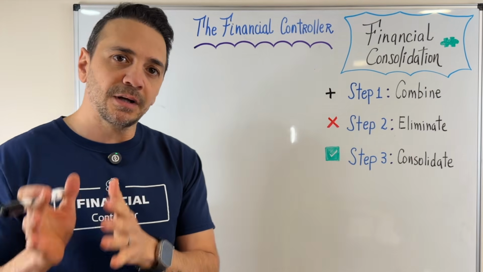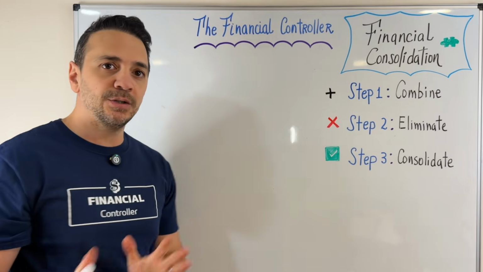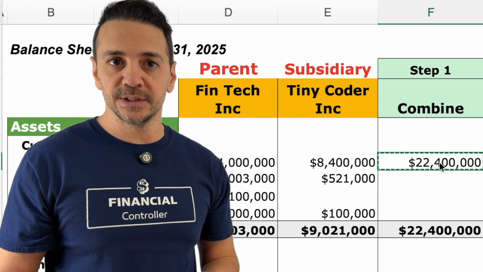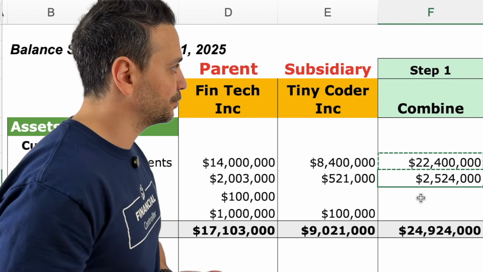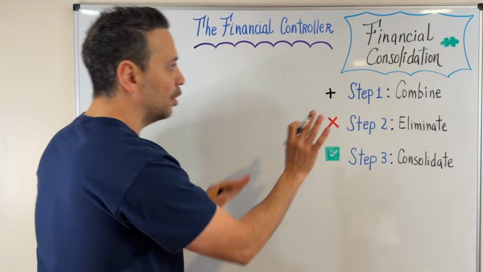So I'm going to show you some of the concepts that go along with these processes here on the whiteboard, and then we'll jump into an Excel file where I'll show you an actual consolidation example of the financial position. So let's talk about these steps here. When we talk about combination, why do we combine?